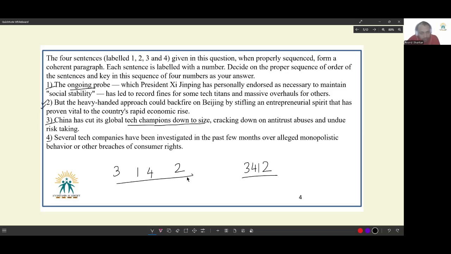Now, in 3142, tech champions down to size, the ongoing. Okay. First, you will talk of them being investigated. Only then will you talk of them having to pay record fines. The natural sequence of things should be first an investigation should happen. Only then would record fines happen. So between these two, the preferred order has to be 3412, and that will be the answer to this question.